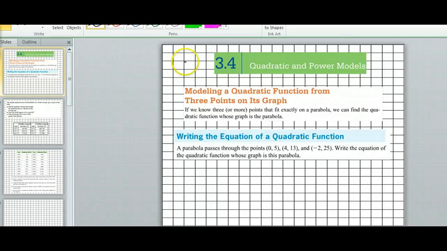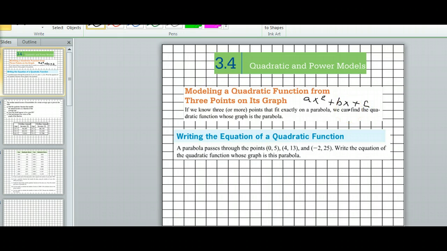Alright, this is 3.4, the last section of Chapter 3, Quadratic and Power Models. So this starts off modeling a quadratic function from 3 points, if you know the points on the graph. This one's talking about quadratics, something that looks like ax squared plus bx plus c. That's what we mean by a quadratic.